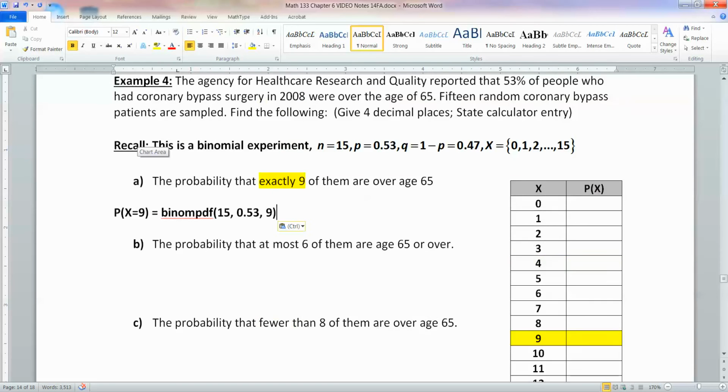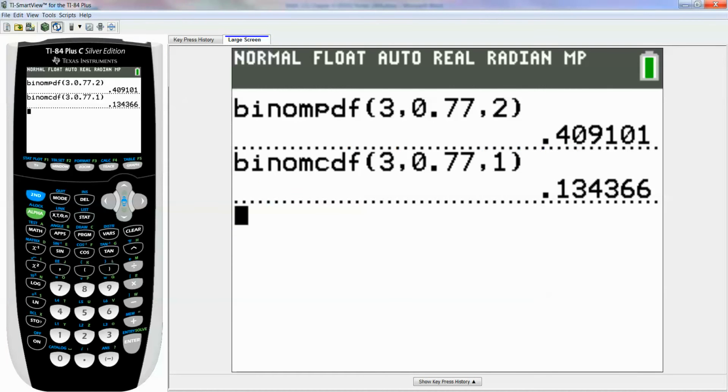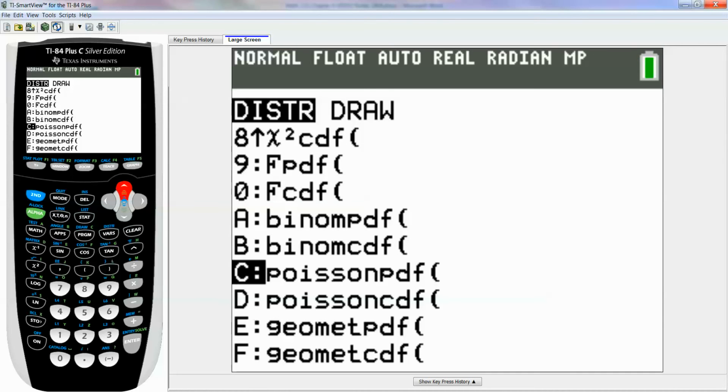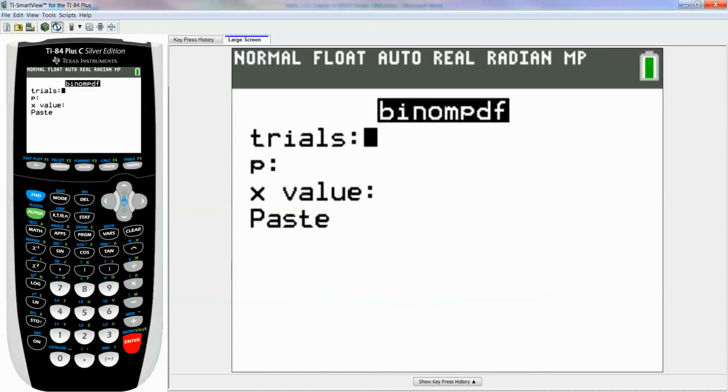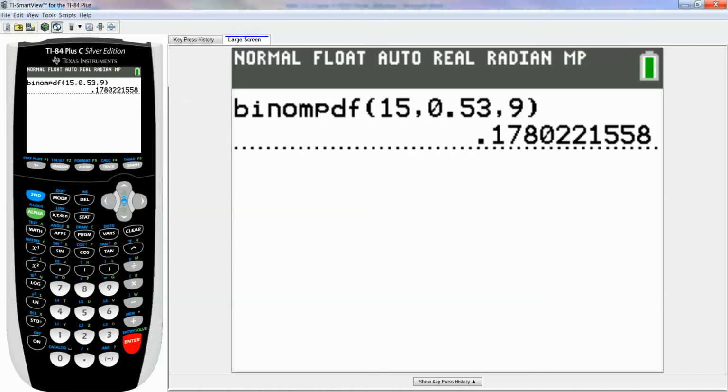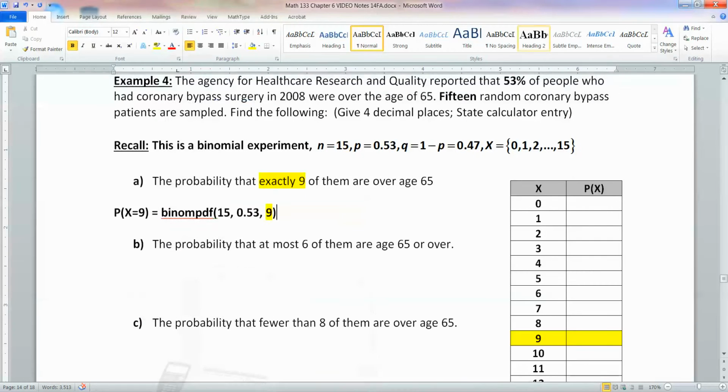So n is 15. We've determined that already. There's 15 trials. You're looking at 15 random patients, right? So n is 15. The chance of success is 0.53. There's your p-value. And I want exactly 9, so that's why I have 9 right here. All right, now I'm going to grab the calculator, and I want a PDF value. So I'm going to go to second distribution. There we have it, binomial PDF. And I want to say 15, .53, 9, paste. And it's 0.1780.